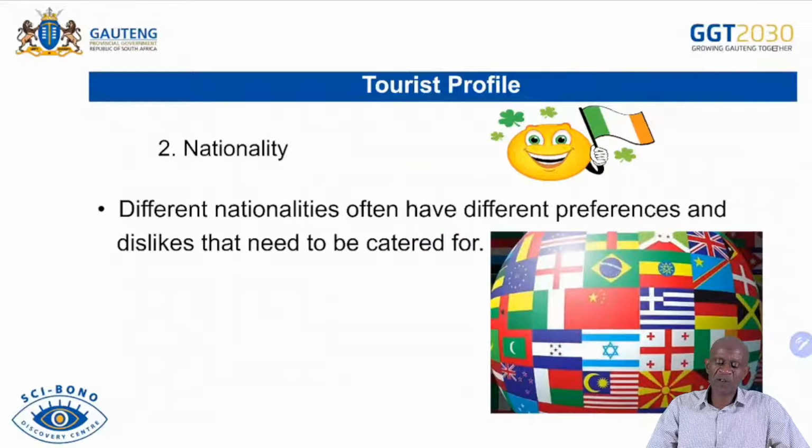The second aspect of the tourist profile that is also key is that we must establish the nationality of our tourists. As people from different nationalities, we have different kinds of behavior. So a person who is from China may not behave the same as a person arising from the United States of America or Brazil.